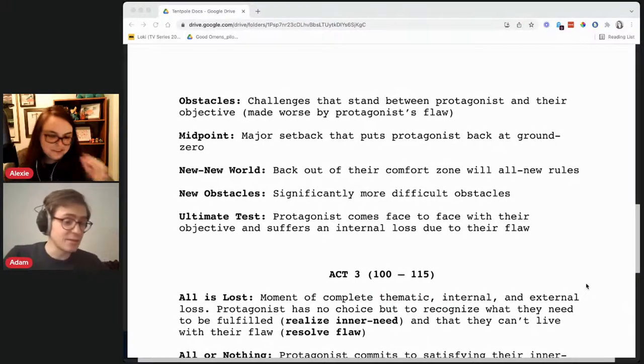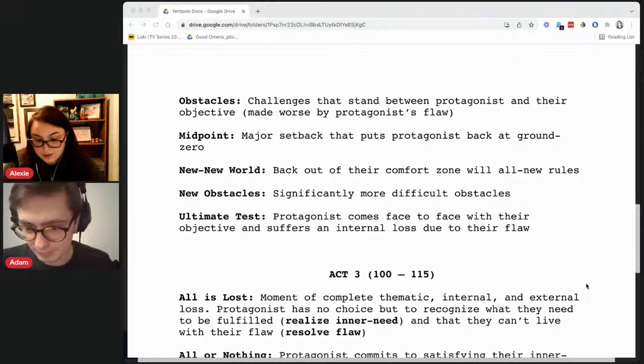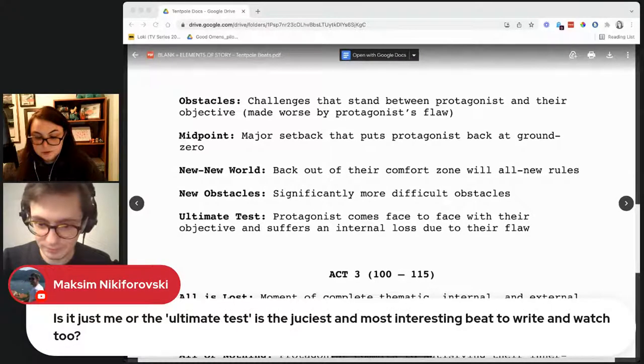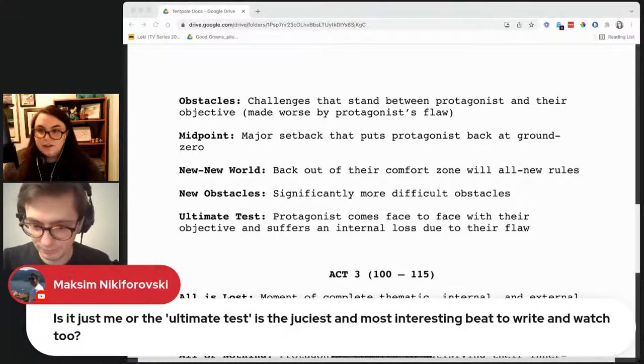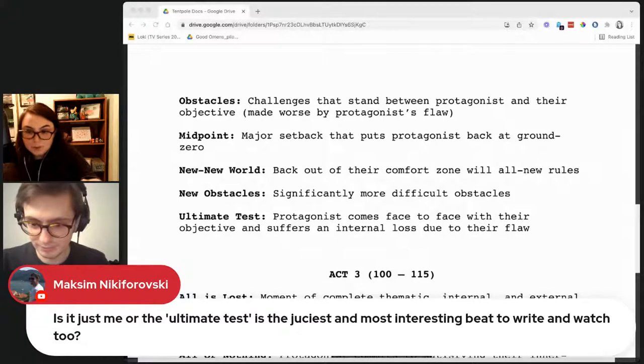Absolutely. And a lot of times the protagonist makes the wrong choice, because of their flaw. Choice is what's important. They make a wrong choice because of their flaw, and they lose because of it. The ultimate test is always an emotional loss. By this point, the audience knows the protagonist is going to make the wrong choice. They're like, no, don't mess it up. And they do, because this is the last moment where their flaw really messes with them and pushes them to their lowest point.